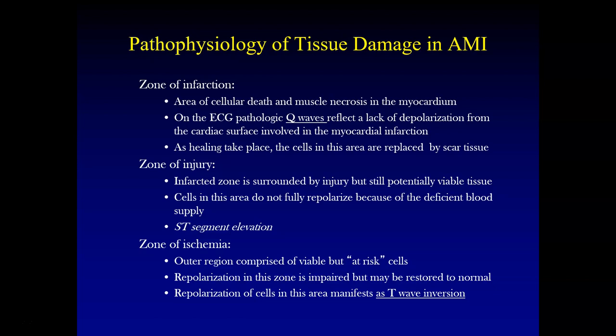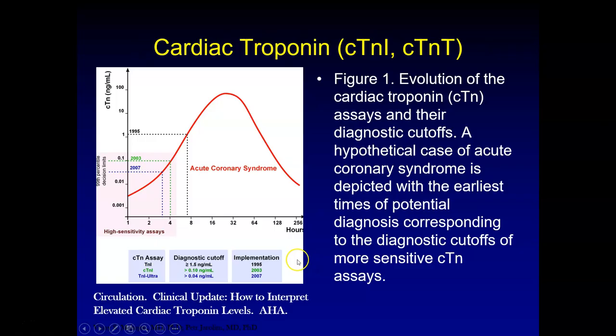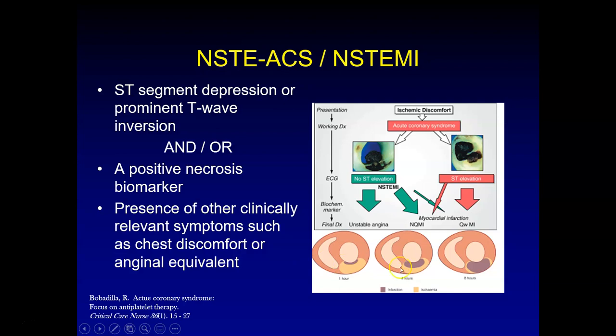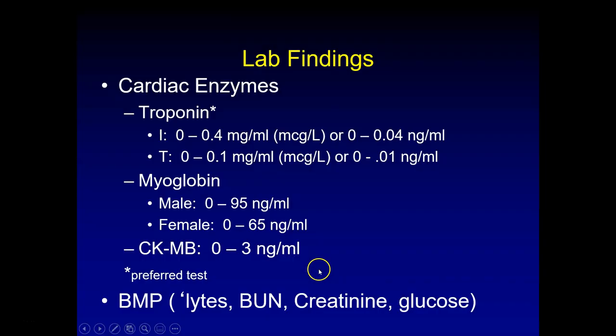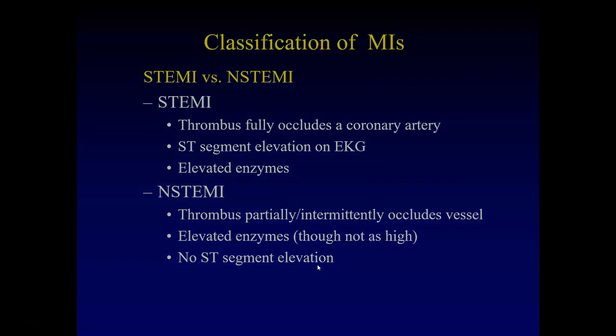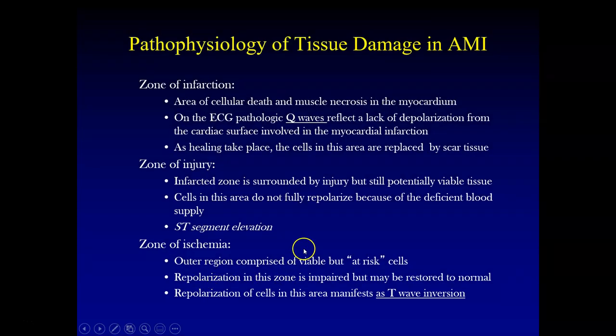Zone of ischemia. This is the absolute outer region. And I showed it to you earlier, and I'm just going to backtrack a little bit so you can see what I'm referring to. This is all the ischemic zone right here. And here's the actual infarct. Okay, but you can see, left untreated, how it just continues spreading. Before you know it, that infarct will kill off those areas. So, repolarization in the zone is impaired, but it's possible. Repolarization of cells in this area manifests as T-wave inversions.